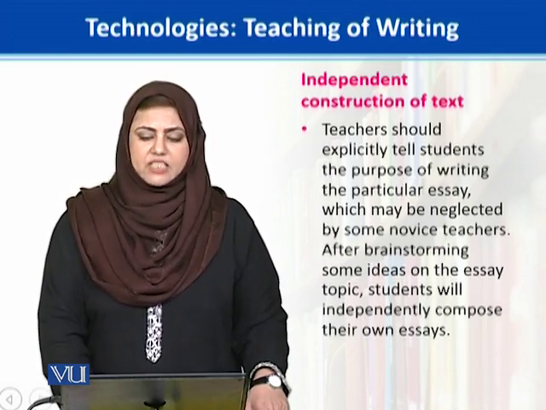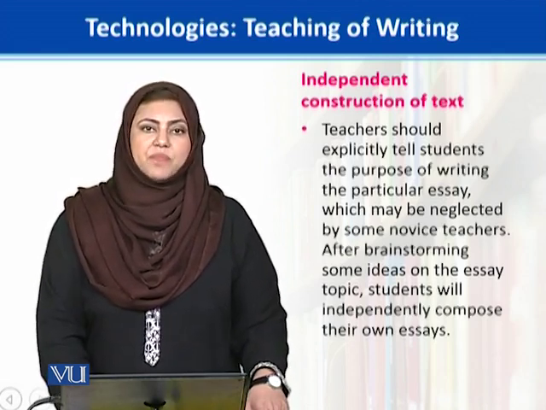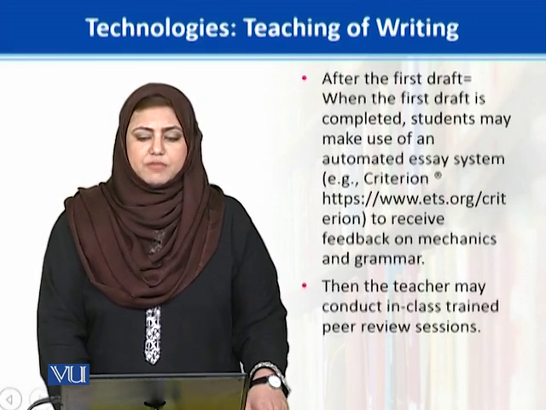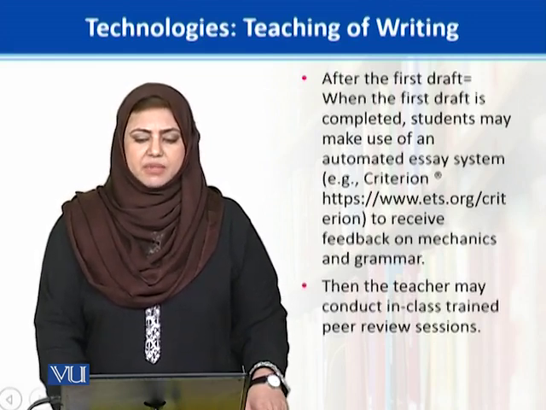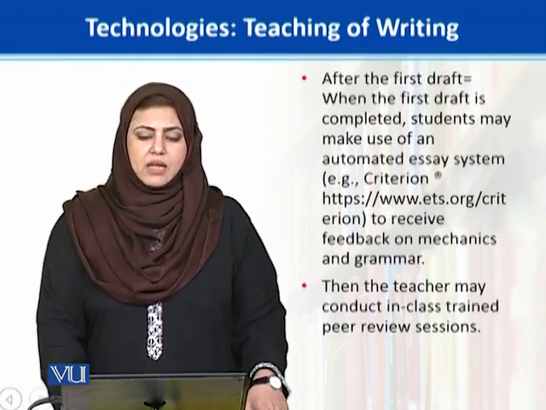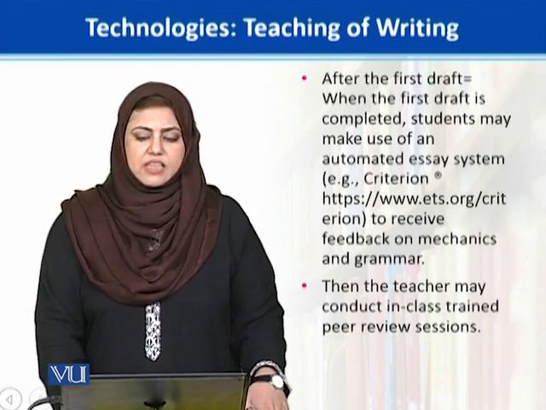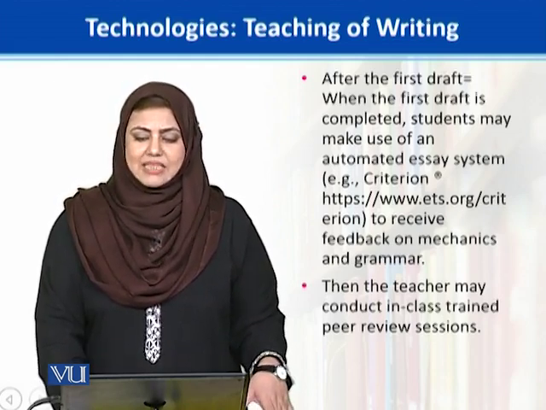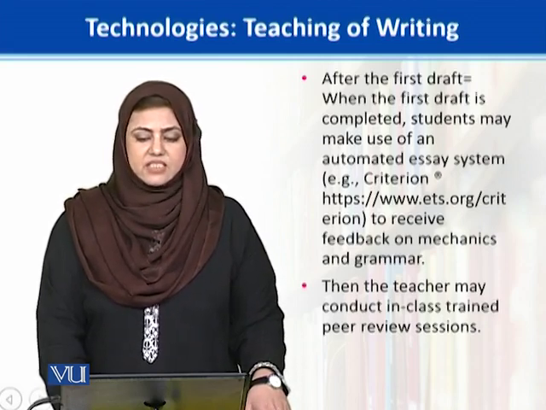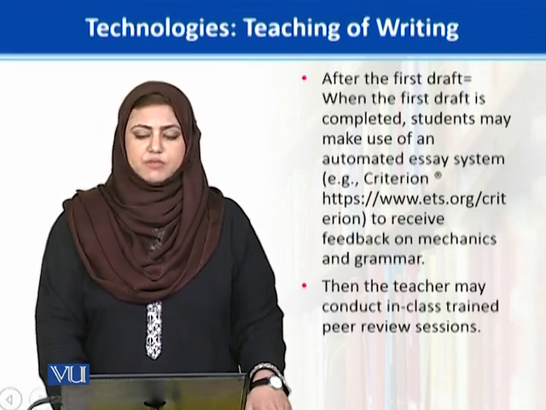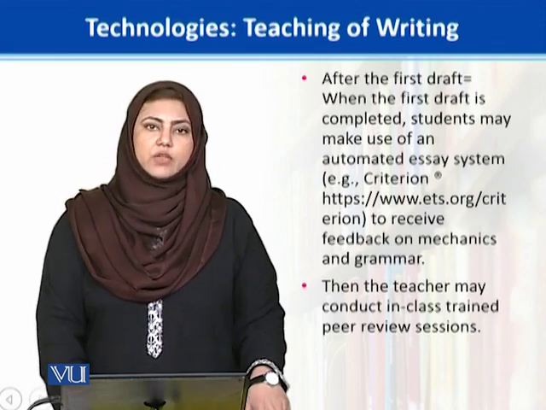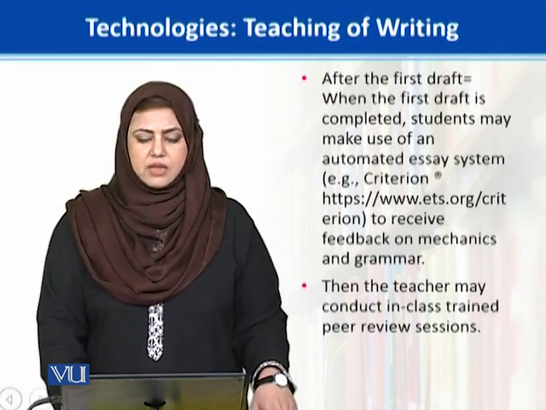After brainstorming some ideas on the essay topic, now students would be given some time to independently compose their own essays. After the first draft is completed, students may be asked to use an automated essay system, that is Criterion at www.ets.org/CRITERION. So you can go to this website to receive feedback on mechanics and on grammar. It would evaluate your work mechanically and give you feedback. This is how you can bring in technologies to help you.